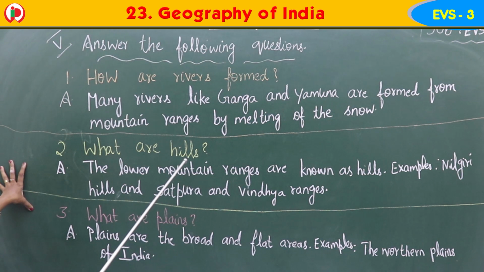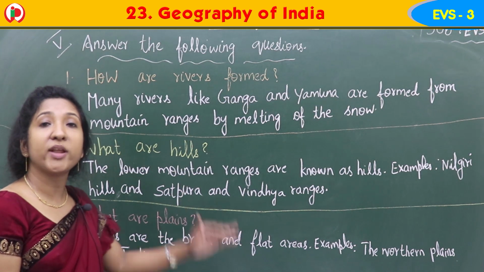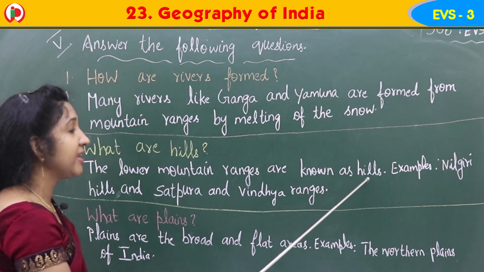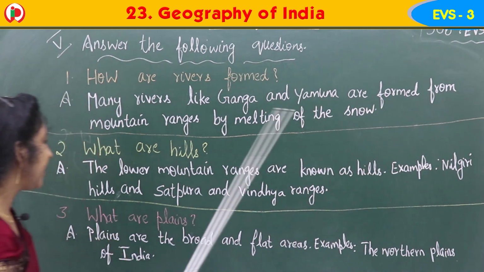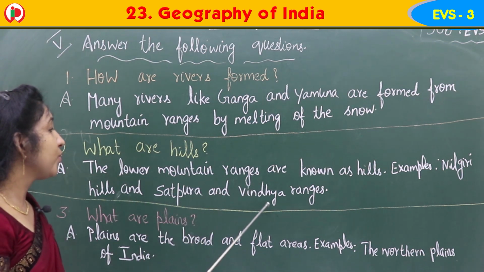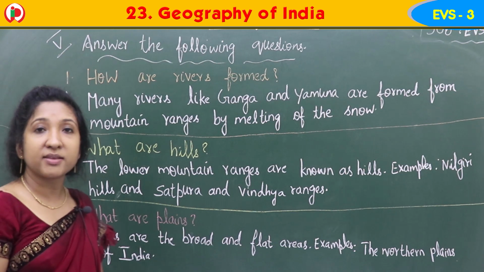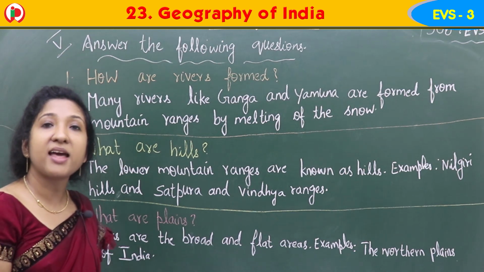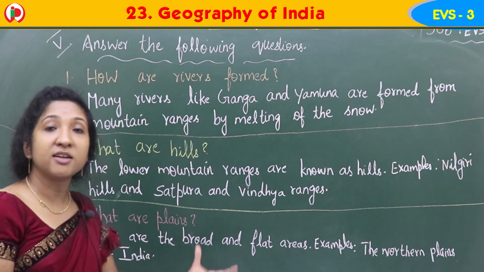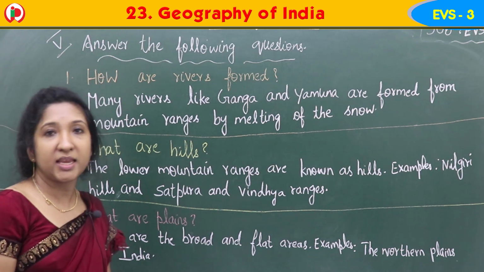Second, what are hills? What are hills? They are smaller than mountains, isn't it? Lowest mountain range, we say. The lower mountain ranges are known as hills. Examples, Nilgiri Hills, N-I-L-G-I-R-E, Nilgiri Hills and Satpura and Vindhya Ranges, S-A-T-P-U-R-A-V-I-N-D-H-Y-A, Satpura and Vindhya Ranges. Nilgiri Hills, they are the examples of hills. Nilgiri Hills we can find in Tamil Nadu state and southern side of India, and Satpura and Vindhya range we can see in the central part of India.